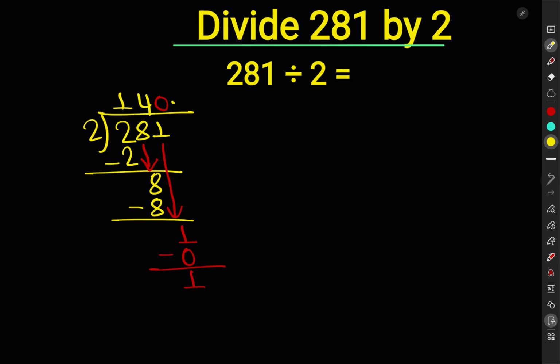So we put here a decimal so that we take 0, and 2 times 5 means 10. On subtracting we get 0. So 281 divided by 2 is 140 decimal 5.